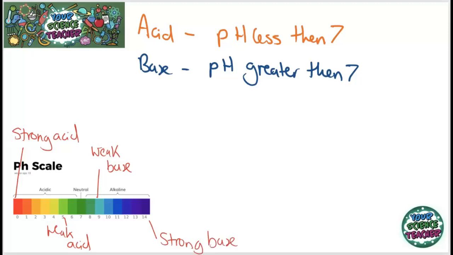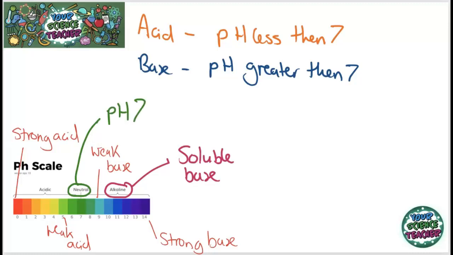Now, you may have noticed on this pH scale, it actually uses this word here, alkaline. And what it means to be alkaline is it just means that you are a base that is soluble. This just basically means it dissolves in water. And another thing you may notice from the pH scale is anything that has a pH of 7 is neutral. But you may be wondering, where does this pH scale actually come from and what use is it?